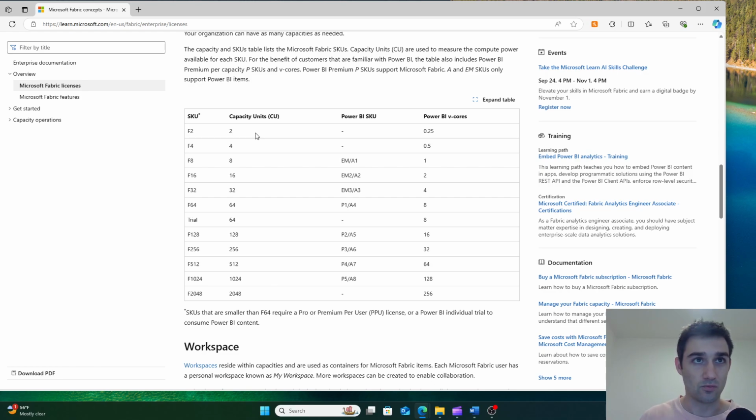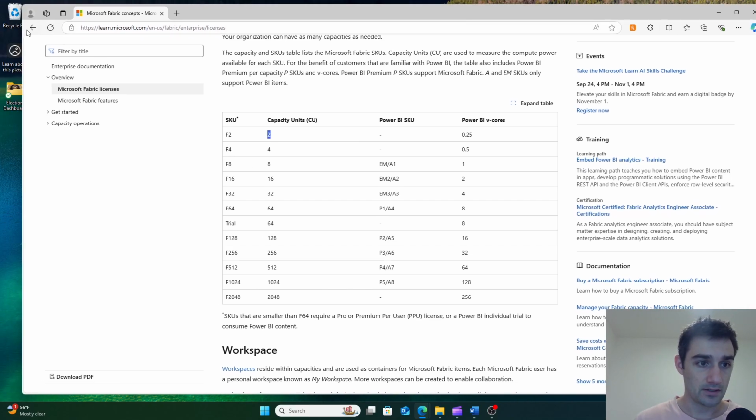So I just word vomited a little, but let's quickly review what that means. So if you have an F2 SKU, you're going to get 4 Apache Spark cores, okay? And you can burst. So if you have multiple jobs trying to run all at once, you can use 3x the vCores associated with that capacity. So that would mean if you have 4 with your F2, you can then use up to 12 at one single time. Okay, so let's go back here.